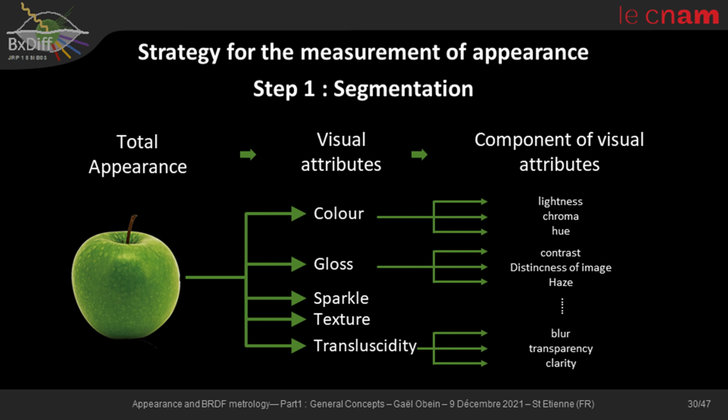And now, if I look at the color, I can split my problem again into different dimensions of color. For instance, I know that color is a three-dimensional measurement. I can measure the lightness, the chroma, the hue. For the gloss, I have seen that there is something in the specular. There is a contrast between the diffuse part and the specular part. There is the haze, the distinctness of image, the ability that the surface has to reflect the image of the light source. And all those things, maybe I can split the problem into very simple categories that I will be able to measure with different instruments.